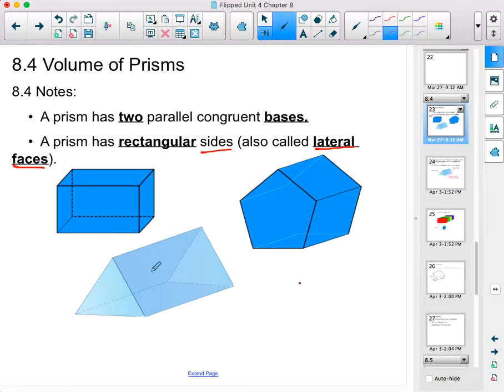These are 3 examples of prisms. Remember, we name them by the shape of their bases. So this would be a rectangular prism because all the shapes are rectangles. This would be a pentagonal prism because the 2 base shapes are pentagons. And this would be a triangular prism because the 2 base shapes are triangles.